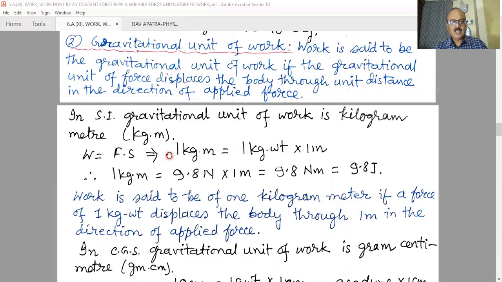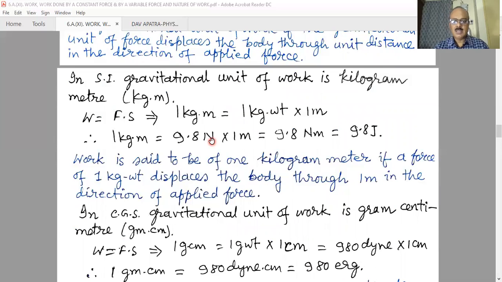What is 1 kg meter? When a force of 1 kg weight is applied on an object and there is a displacement in the same direction of applied force of 1 meter, then it is kg weight into meter, and be careful about it. Weight is silent here, and when we write only kg meter, kg into meter, it is actually kg weight into meter. But as a shortcut we write kg meter, and 1 kg weight meter or kg meter is equal to 9.8 Newton into 1 meter, that is 9.8 Newton meter or 9.8 joule, approximately 10 joule. That is a bigger unit. Gravitational unit of work is somewhat bigger, approximately 10 times the joule.